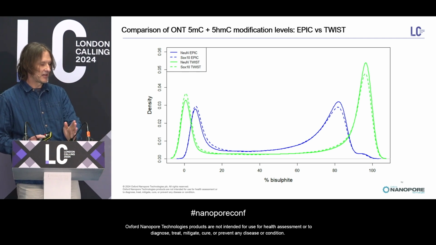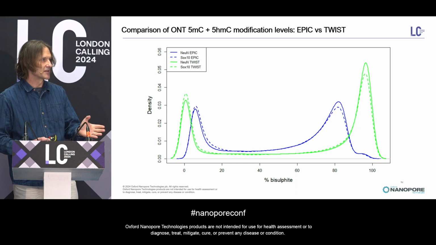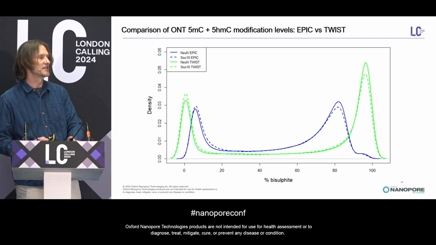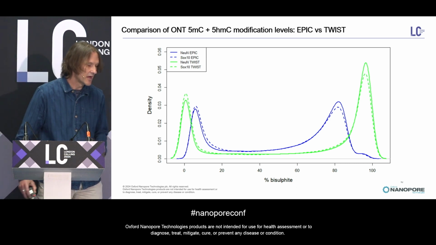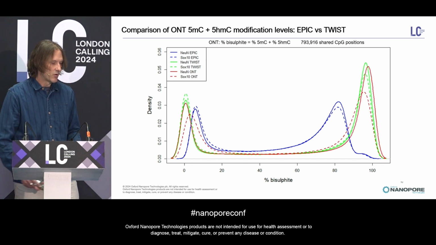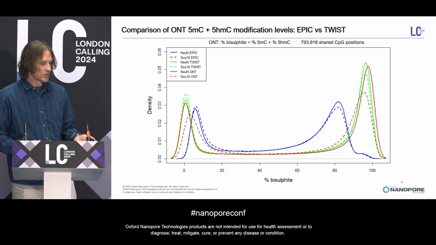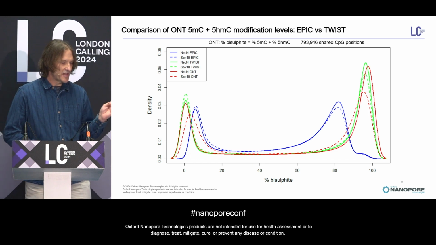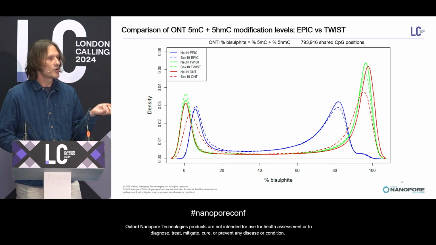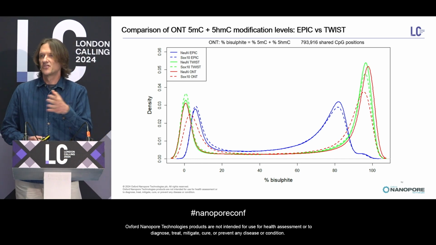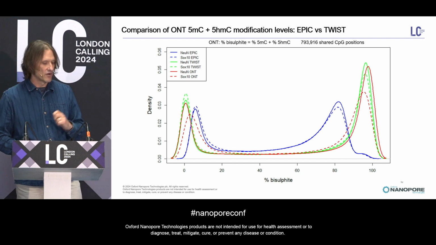Notice the peaks are closer to 100 and 0, which is what we expect, given the difference between the sequencing method and the array-based method. And then we add in the ONT, and it's a very similar sort of distribution. Now, notice here, the Twist and the EPIC cannot distinguish generally between methylation and hydroxymethylation.